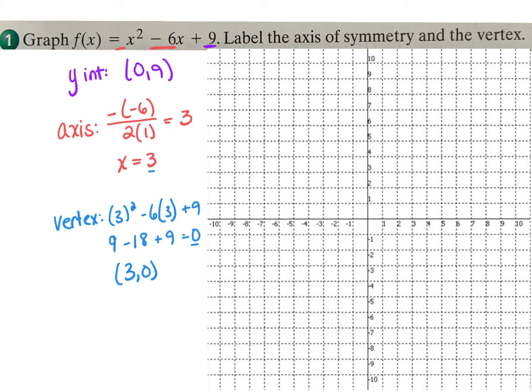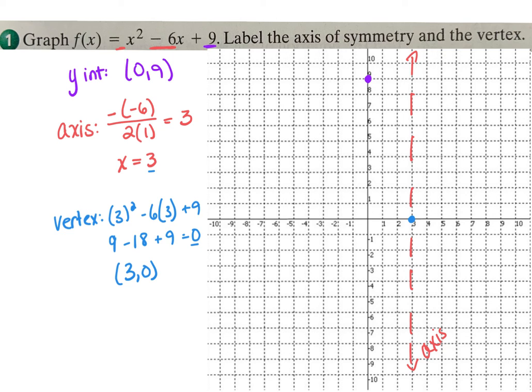So 0, 9, that happens right up here. My axis is going to be at x equals 3. It's actually a vertical line at positive 3. So that's going to happen right here. So this is my axis of symmetry. All right. And then my vertex is going to happen at 3, 0. Your vertex should always happen on your axis of symmetry.